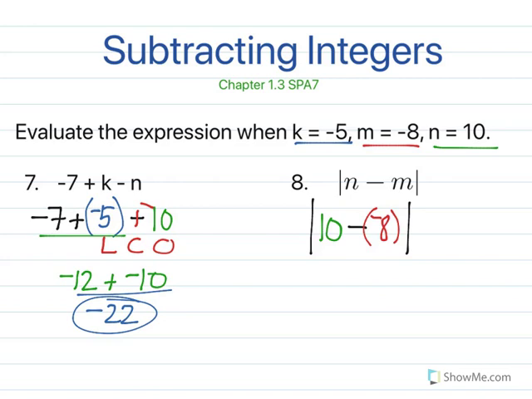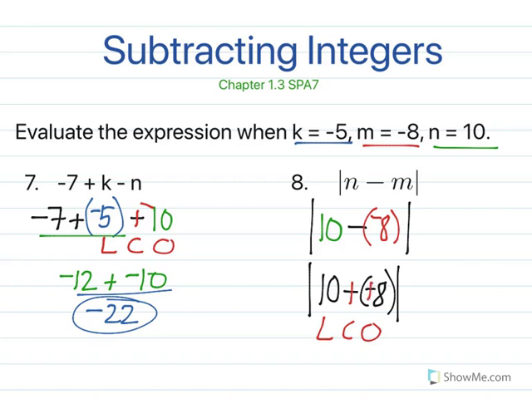Okay? Now the next step, I'm going to rewrite this using LCO. Right? And I'll do it this way. With my LCO. So basically I have 10 minus -8, right? And so I'm going to leave the 10 alone, change the subtraction to addition. Opposite of -8 is +8.